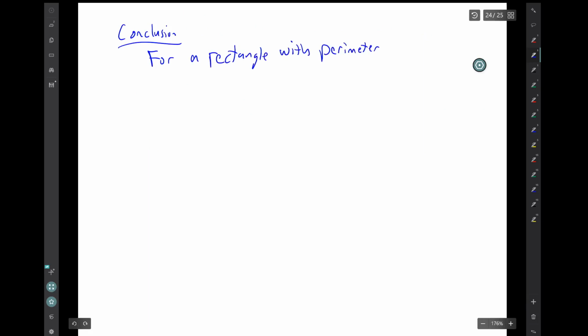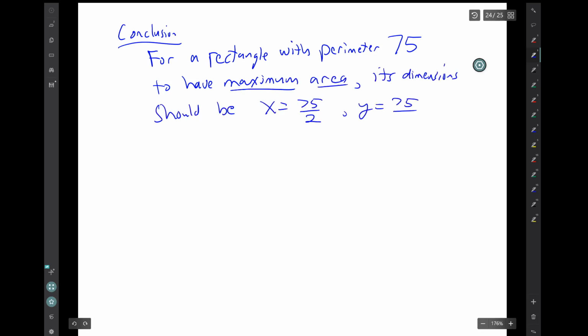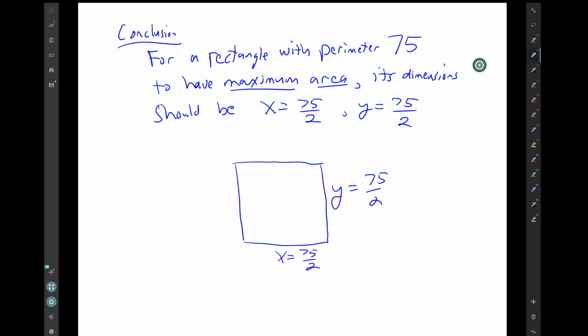So our conclusion is, for a rectangle to have perimeter 75 and have maximum area, its dimensions should be x equals 75 halves and y equals 75 halves. In other words, a square. That's the end of that example.